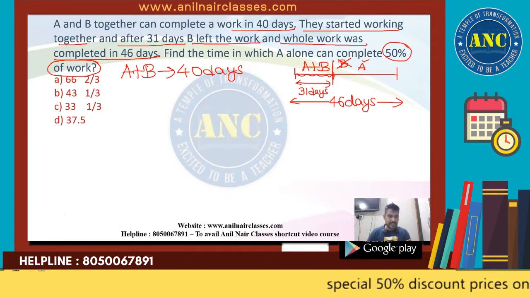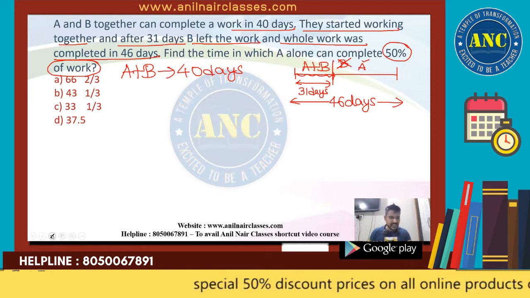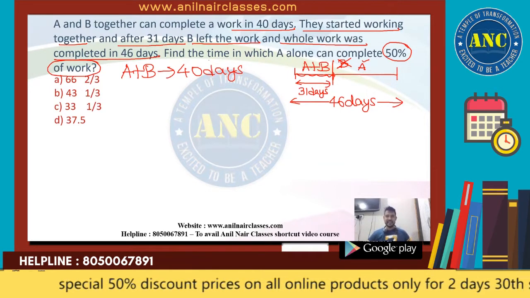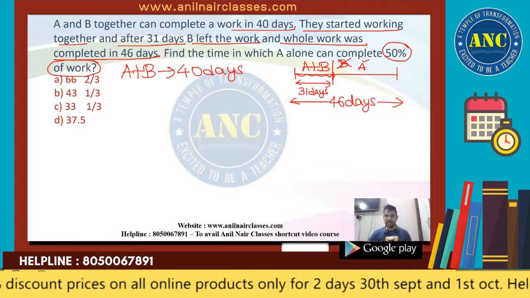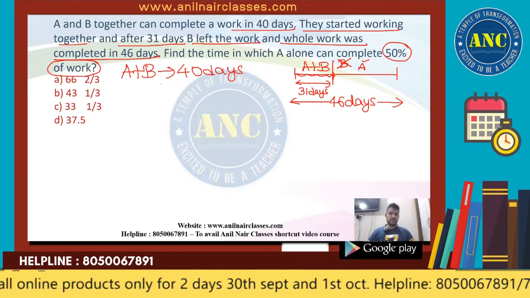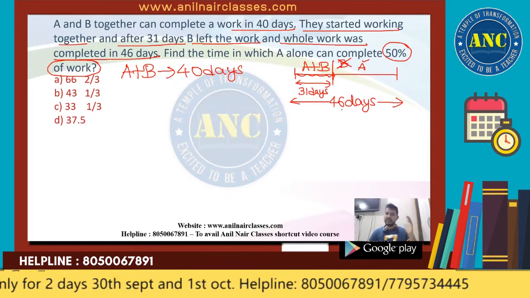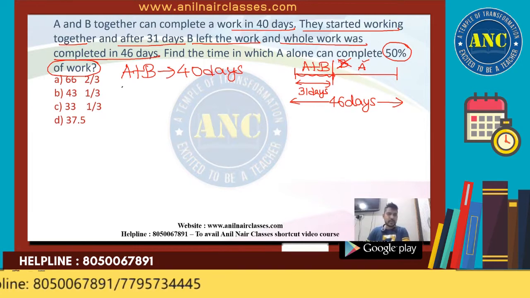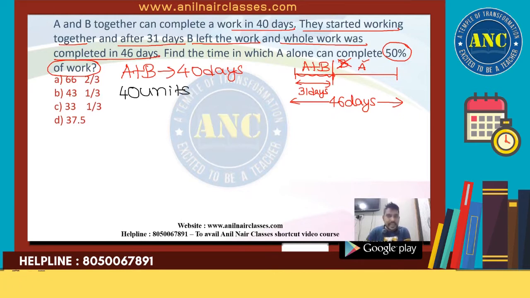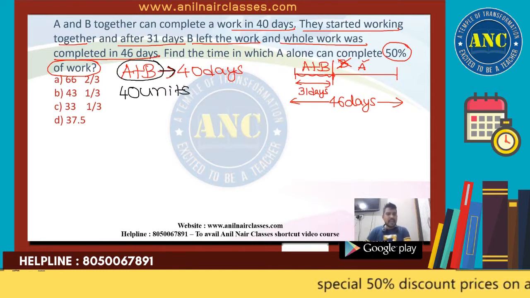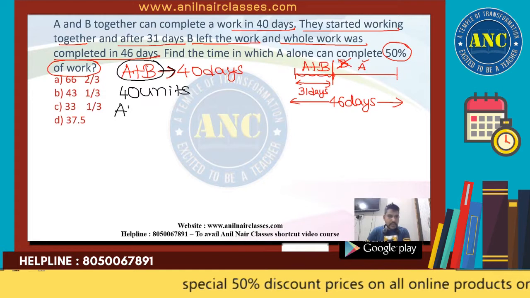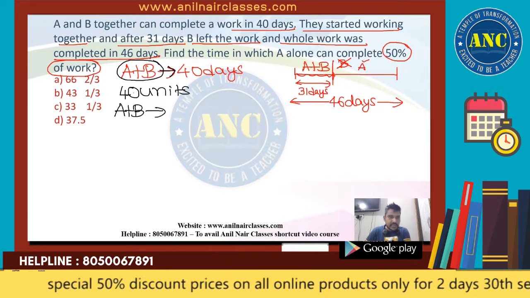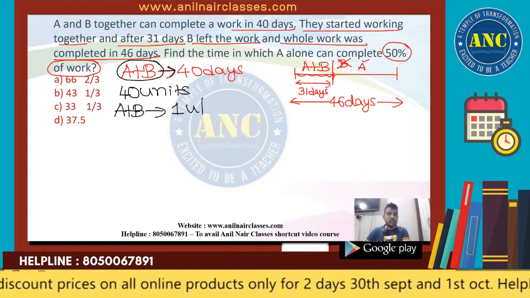Now see here. Can I say that there are so many numbers which are there as days in this question? One is 40 days, one is 31 days, one is 46 days. Multiple days are there. So I can take the LCM of 40, 31 and 46 in fact. But what I will do is, I will assume the work as 40 units. Sir, why 40 units? Because A plus B totally as per the question is given as 40 days. I will assume it as 40 units so that A plus B will become 40 divided by 40 days. It is 1 unit per day.